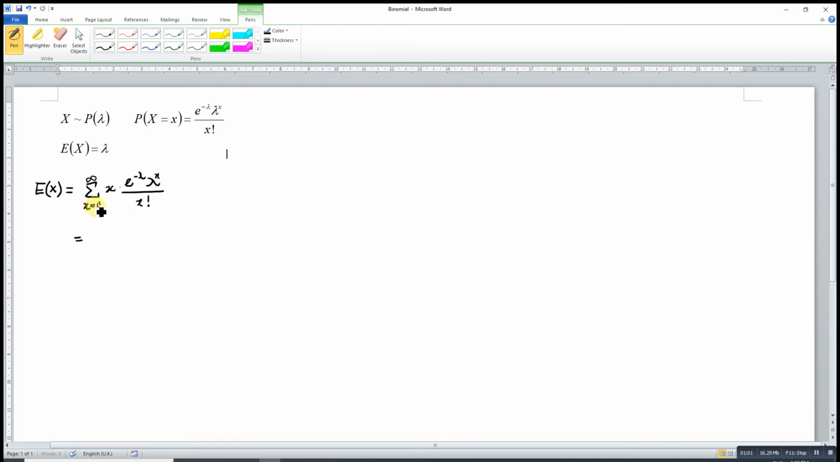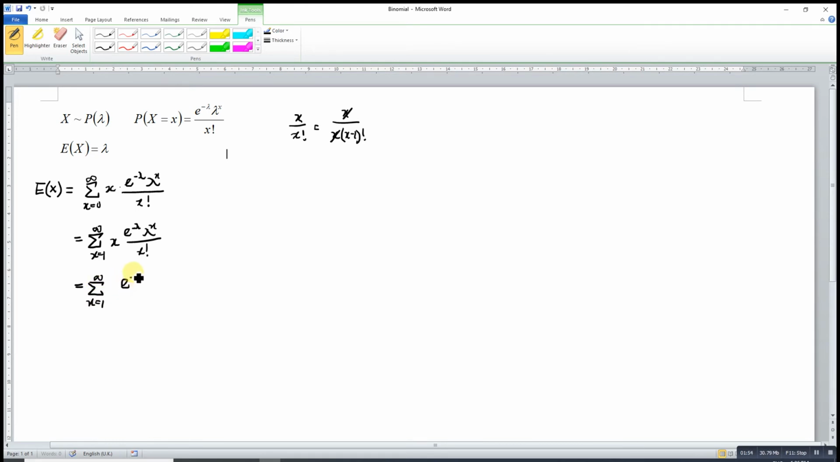Before that, when x is equal to 0, any number times 0 gives 0, so we can remove x equal to 0 and are left with x equal to 1 to infinity, of lambda to the x over x factorial. Then we simplify: x over x factorial is x over x times (x minus 1) factorial, so the x's cancel each other. We are left with only the summation from x equal to 1 to infinity.